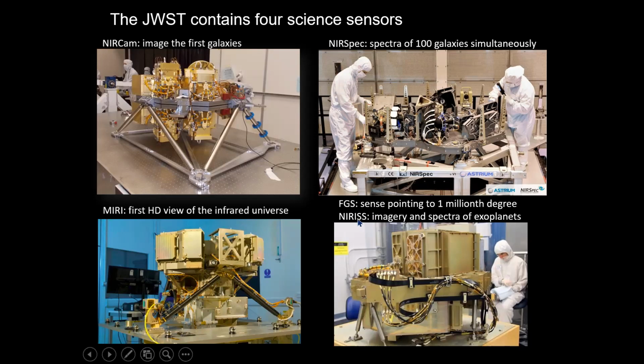And this is the fine guidance sensor, which also has a science instrument function. This was built by the Canadian Space Agency. The fine guidance sensor can sense pointing to a millionth of a degree, or about 3 milliarc seconds. So this instrument is what enables us to point the telescope at the objects that we'll be observing. And then the science instrument part of it is optimized specifically to obtain spectra of those exoplanet atmospheres that we spoke of.